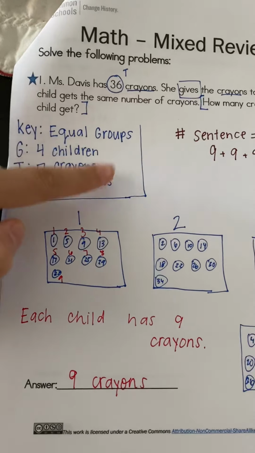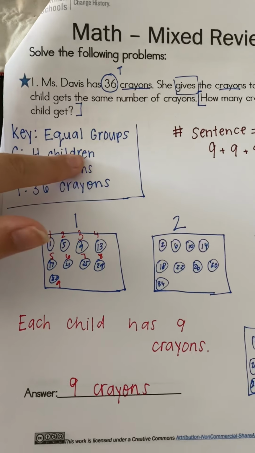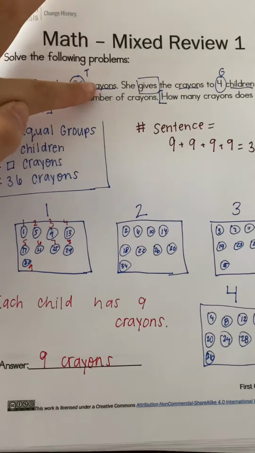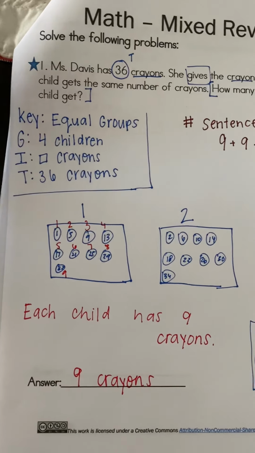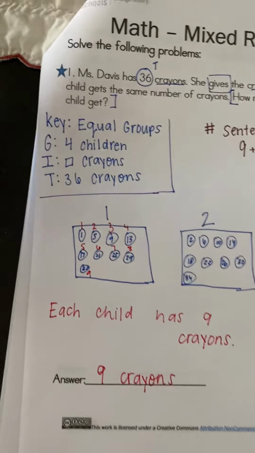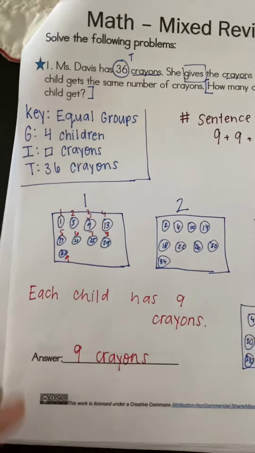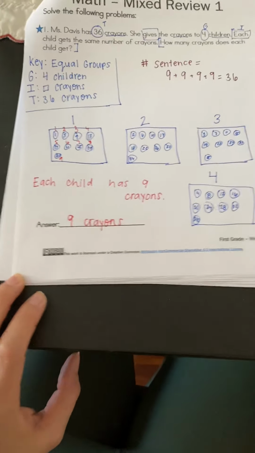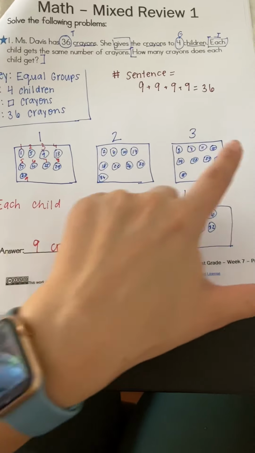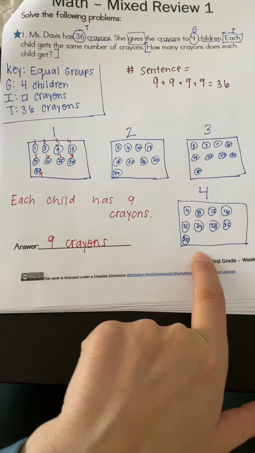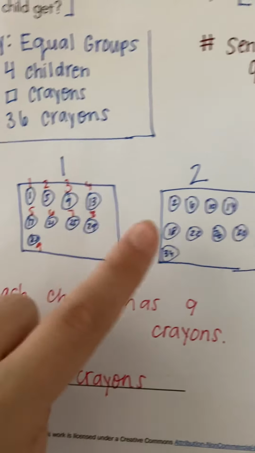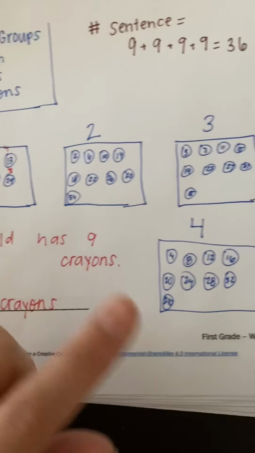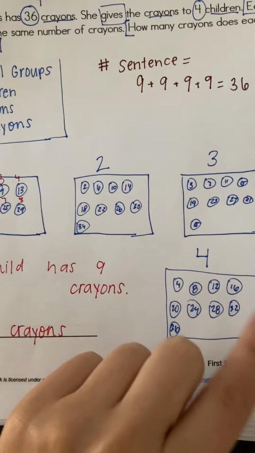Again, key is equal groups. My groups are 4 children because that's how many I'm dispersing into. My items are crayons because I don't know how many I'm giving to each child. My total is 36. What I would do for this one is draw 4 groups again, but this isn't an even 10. So have your scholar, if you look, this is how I did it. 1, 2, 3, 4. Have them keep going until they get to 36.